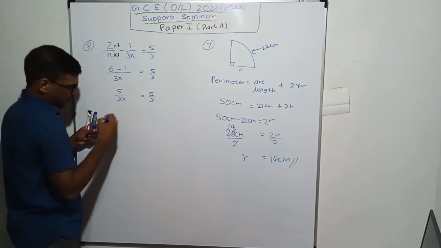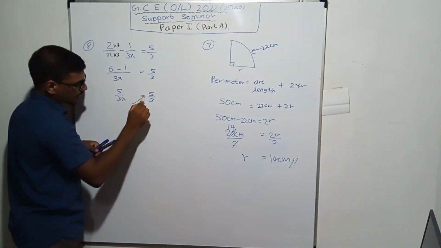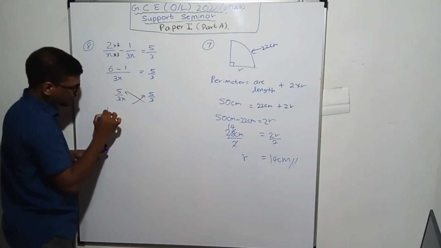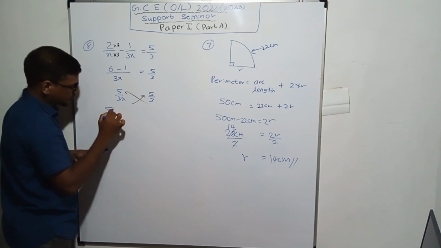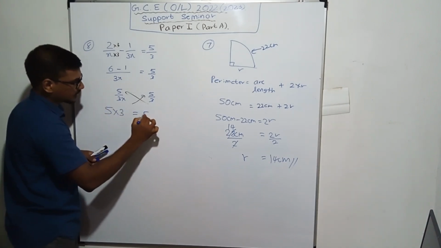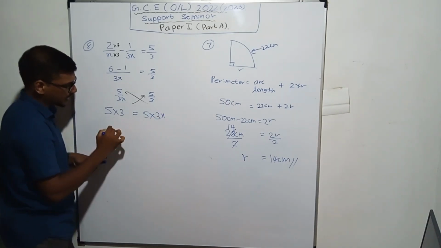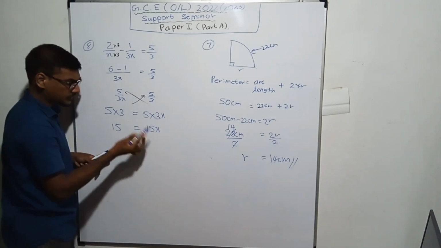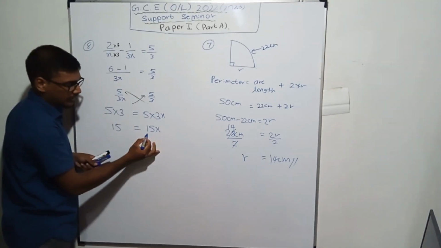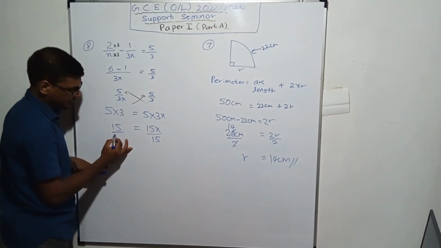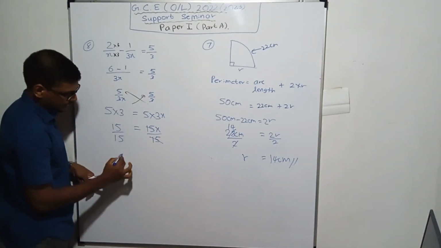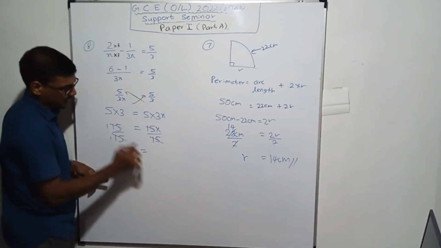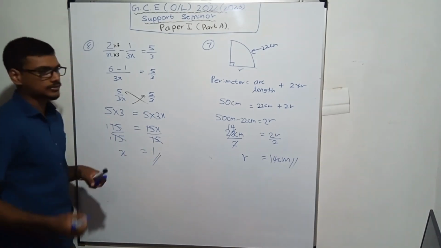I will cross multiply this. 3x to this side, and the 3 to the other side. Then 5 times 3 equals 5 times 3x. 5 times 3 is 15 equals 15x. Then I have to find a value for x. I will divide both sides by 15. 15 and 15 cancel, and here also 15 and 15 cancel. x will equal 1. Okay.